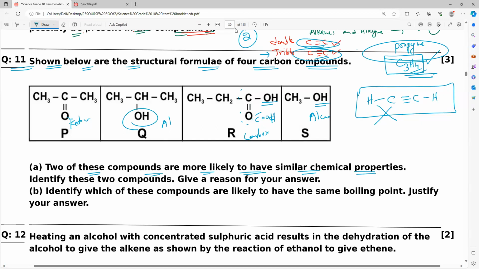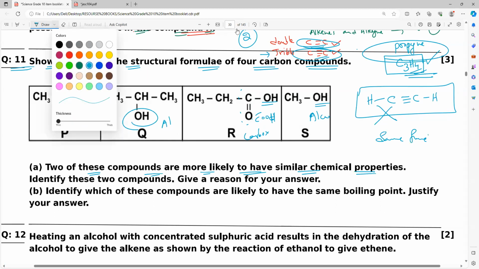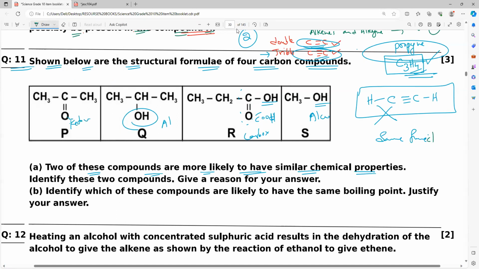Who will be having similar chemical properties? Those with the same functional group. Do you understand? So same chemical formula, who will be having it? Whom are you expecting here? Q and S. Yes, same functional group. Same functional group means similar chemical properties. So who will that be? Q.